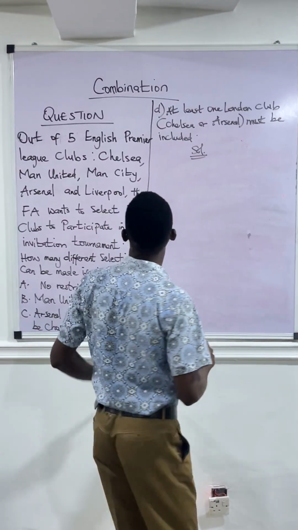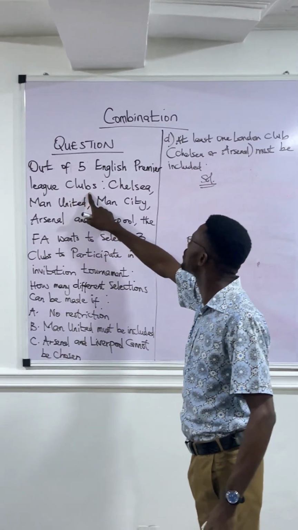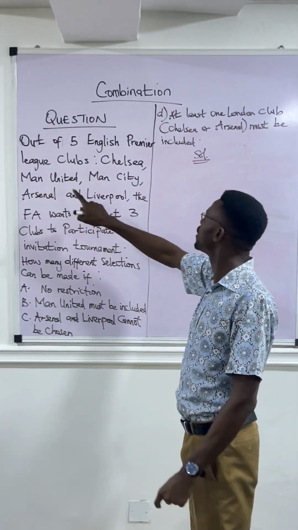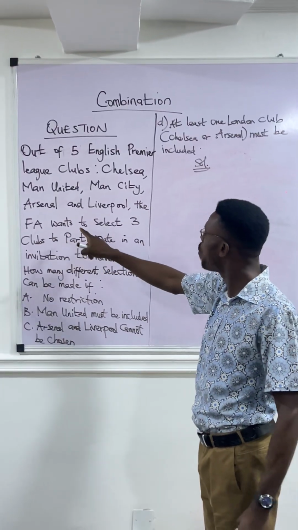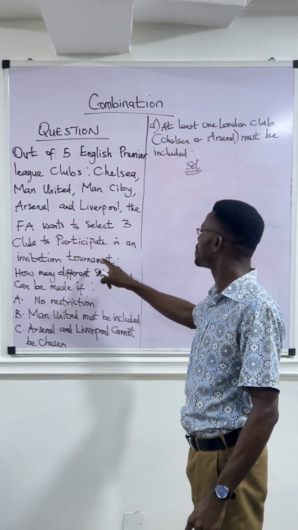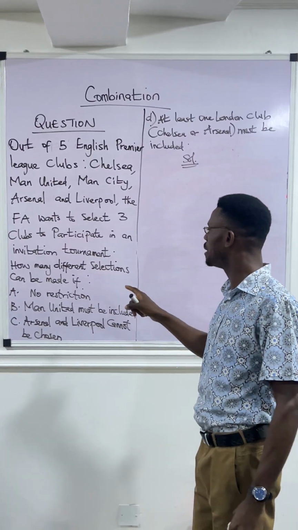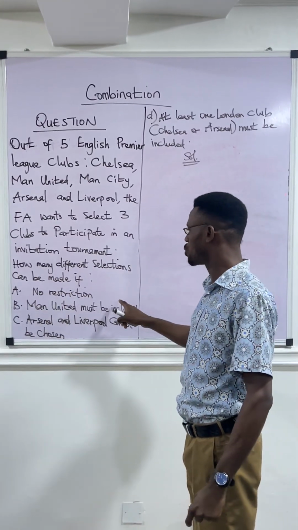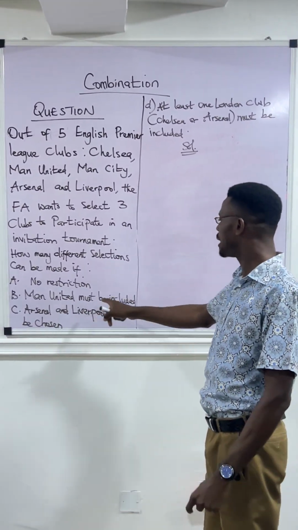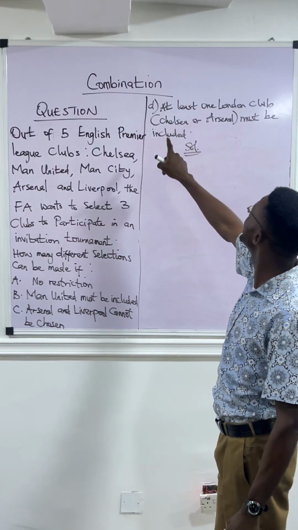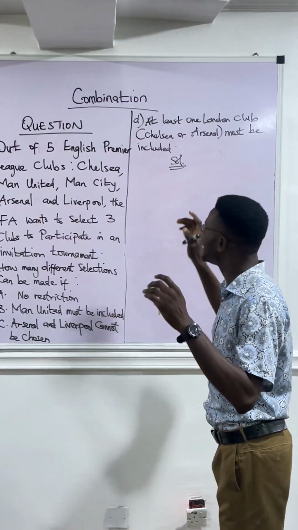Now let's look at this question we have today. Out of 5 English Premier League clubs, Chelsea, Manchester United, Manchester City, Arsenal, and Liverpool, the FA wants to select 3 clubs to participate in an invitation tournament. How many different selections can be made if A, no restriction, B, Manchester United must be included, C, Arsenal and Liverpool cannot be chosen, and D, at least one London club, that's Chelsea or Arsenal, must be included.